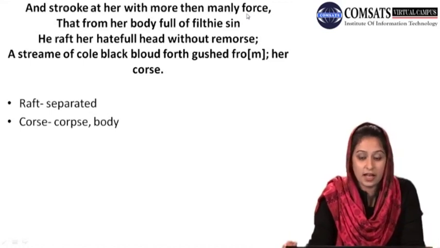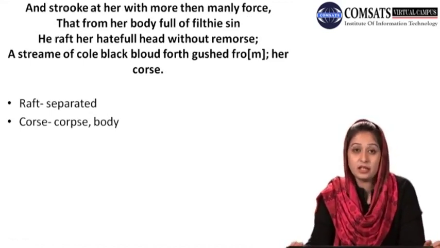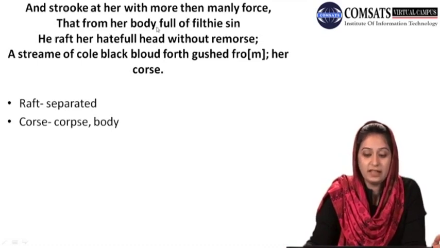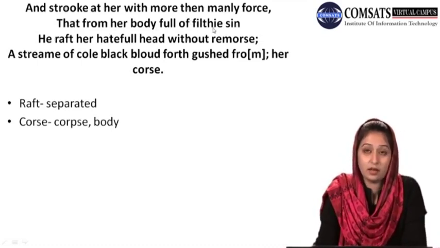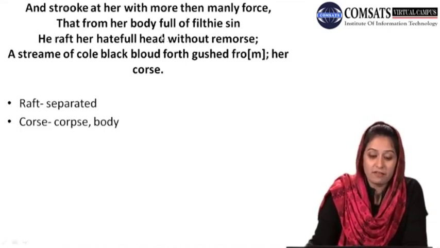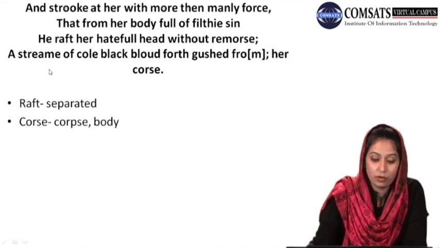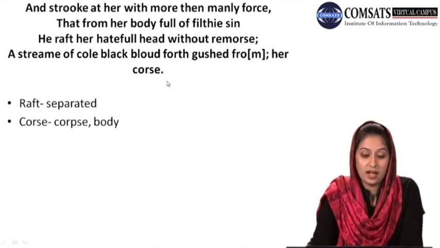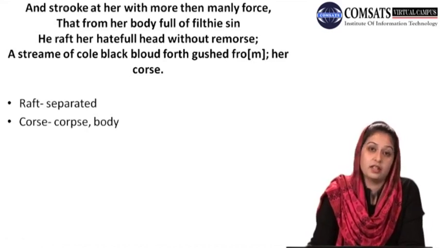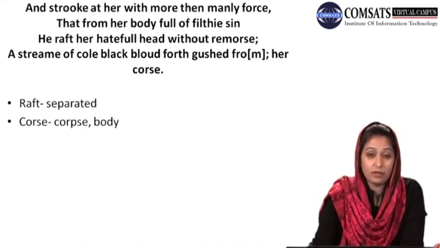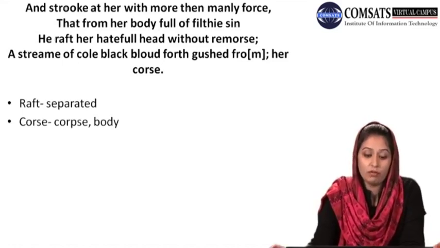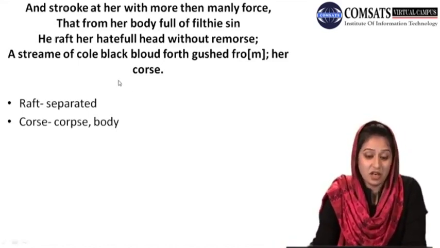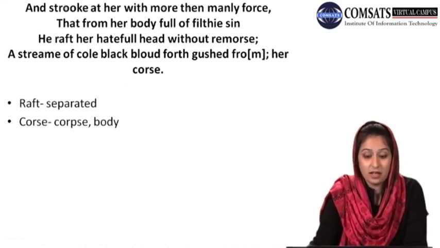So he gathered all his courage, his manly power. Manly here is symbolic of every type of courage that a man could have, that from her body full of filthy sin. So he stroked her body. He reft her hateful hand without remorse. A stream of cold black blood forth gushed from her course. What happened? He made a stroke and he separated the monster's head from its body, and he was able to do that with all his courage and with all his hate against her. And there was a stream of black blood from her that started running out of her body.